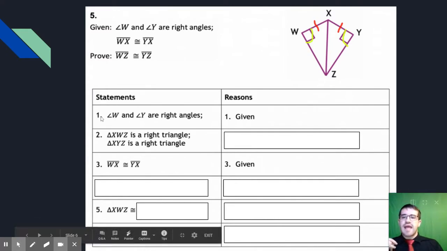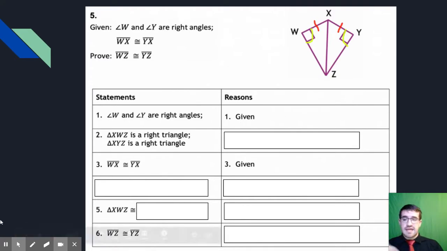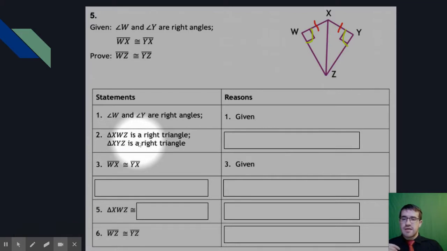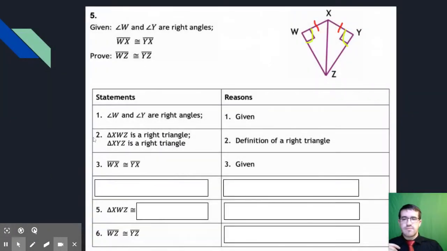So we are given that angle W and angle Y are right angles. The reason for that is given. And then we're given that triangle XWZ is a right triangle and triangle XYZ is a right triangle. And we know that because that's the definition of a right triangle. If there's a right angle in the triangle, then it is defined as a right triangle. So we've done all we can do with that initial given information.